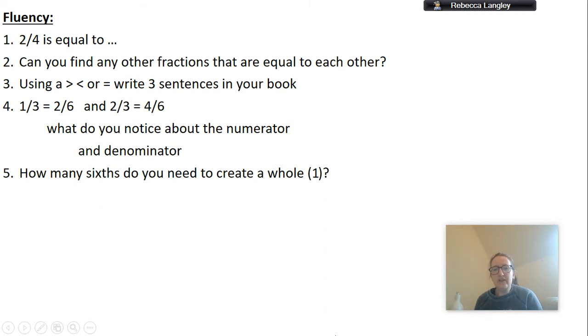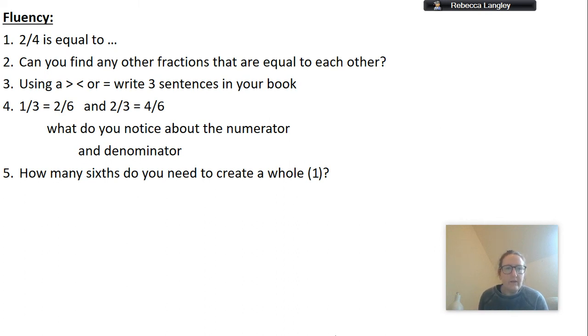Okay, and these are the questions you are going to use your fractions wall to answer. So question 1 is 2/4 is equal to, and remember if we have a 4 as a denominator, it's quarters, not fourths. Lots of people say fourths, but the proper correct terminology is quarters. Question 2, can you find any other fractions that are equal to each other? Question 3, using your greater, less than, or equal signs, write 3 sentences in your book. So you are going to say something like half is equal to, find something on your wall that it is equal to.